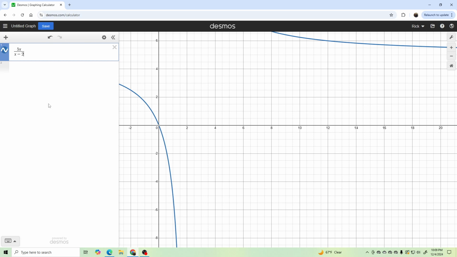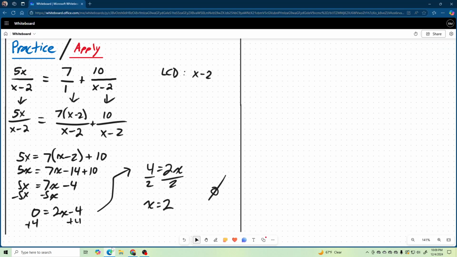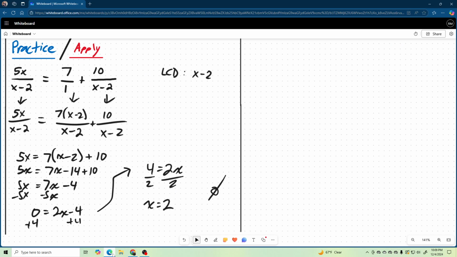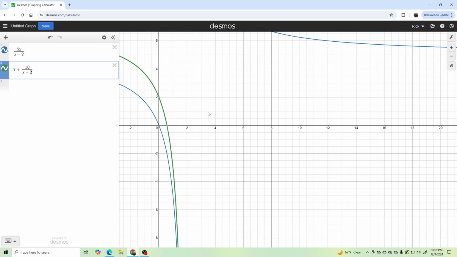And then for the second one, we're gonna put the other one over here. So 7 plus 10 over x minus 2. Okay, just to double check, 5x over x minus 2, 7 plus 10 over x minus 2. Okay, yeah, everything looks good.